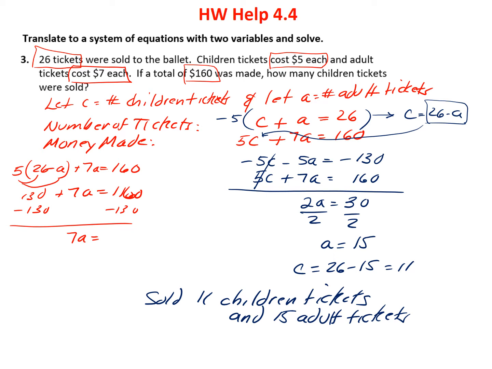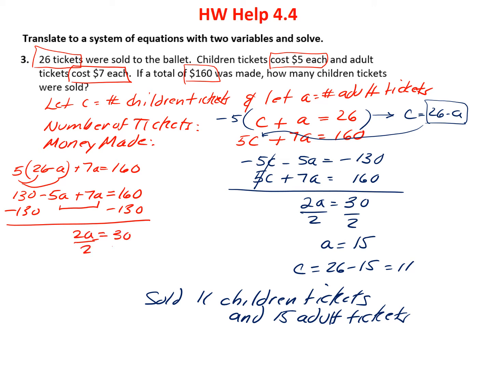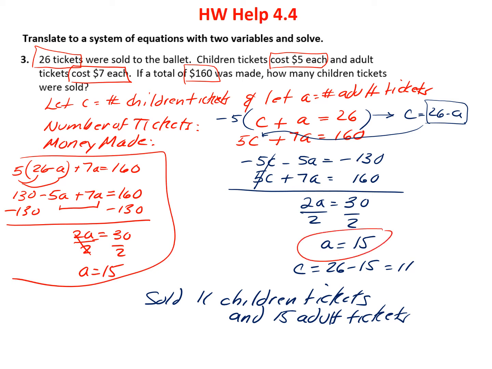Let me back up a little bit here, making a little error here. So we do have 130 minus 5A, but then we have the plus 7A equals 160. So if I subtract 130, and then I combine these two terms, 7 minus 5, I get 2A equals 30, divide by 2, and A equals 15. So notice, if I did the substitution method here, I would get the same result as I did over here with the elimination. They both work the same. All right, let's move on to the next problem.